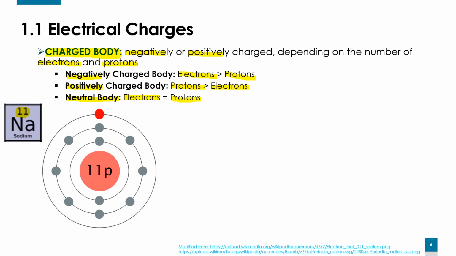So here is a diagram. From the periodic table, I know that sodium has 11 protons in the nucleus. I'm not worried about the neutrons because I'm talking about charge. That's why I'm not putting neutrons here. I'm just talking about protons. So I have 11 protons in the nucleus. Are these protons positive or negative? Positive. So by the number, I have 11 positive charges.